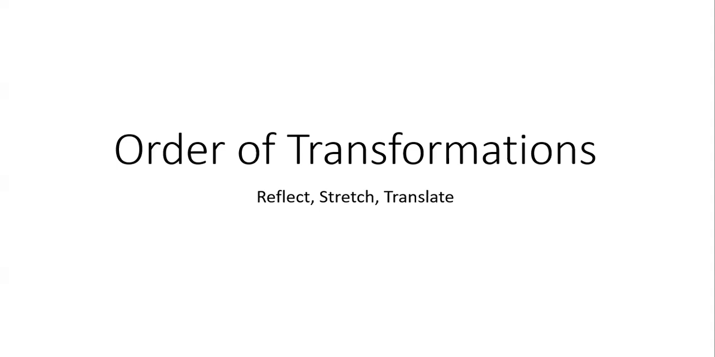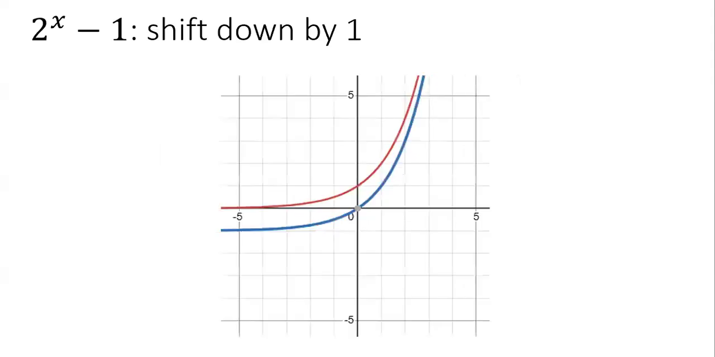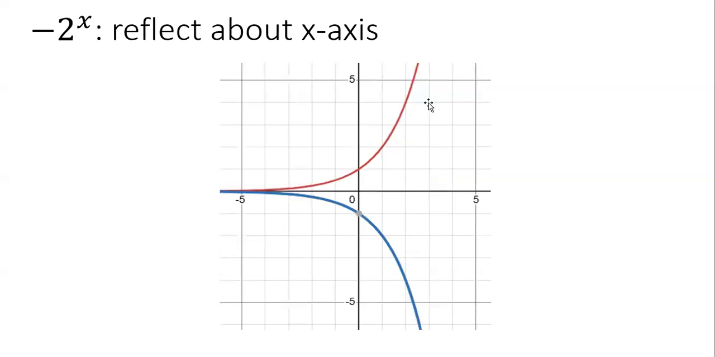Let's start with the exponential function 2 to the x. It looks something like this. 2 to the x minus 1 is a shift down by 1. So it's the blue looking curve over here. This is the parent function 2 to the x, and this is the one that's shifted down by 1. Negative 2 to the x is a reflection about the x-axis. Now we have a combination of both: shift down by 1 and reflect about the x-axis.